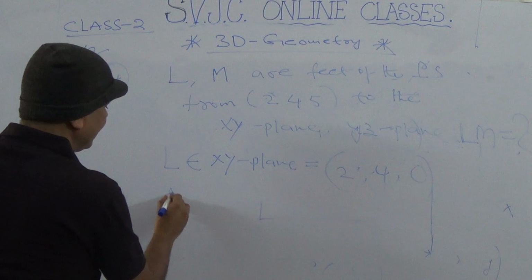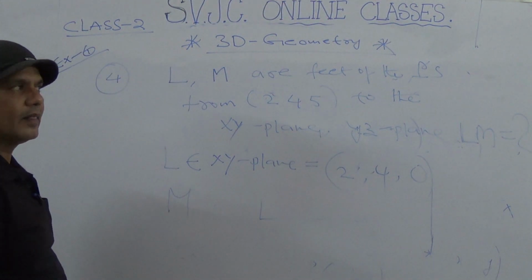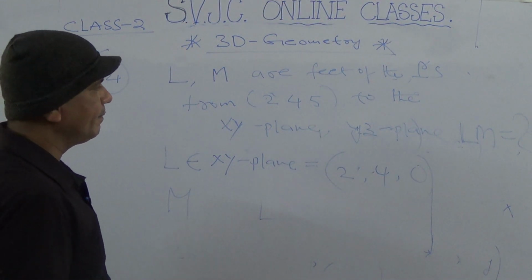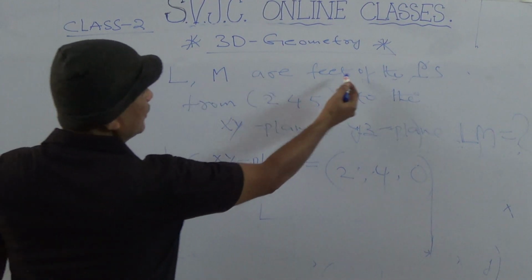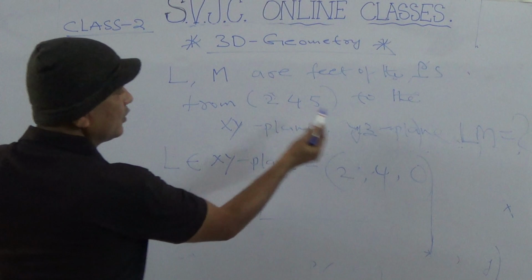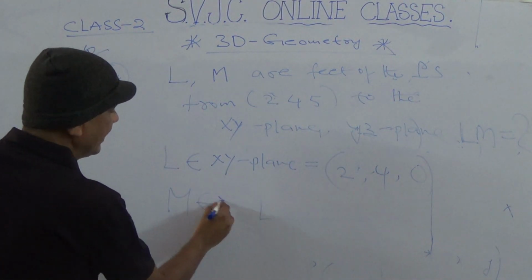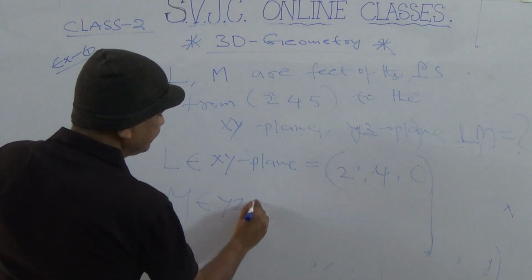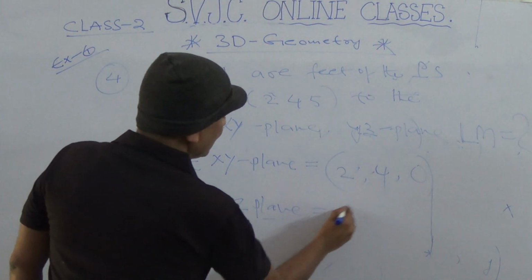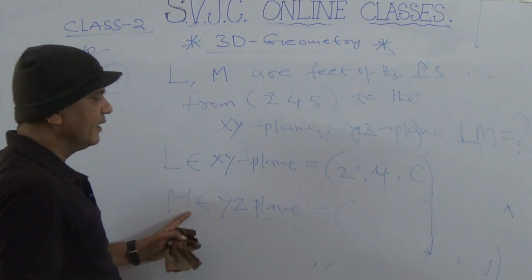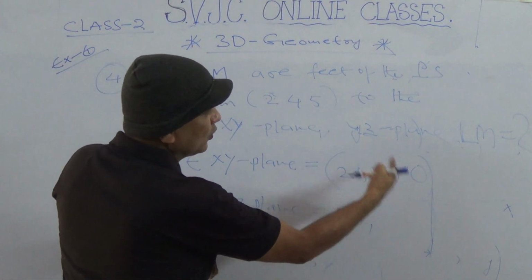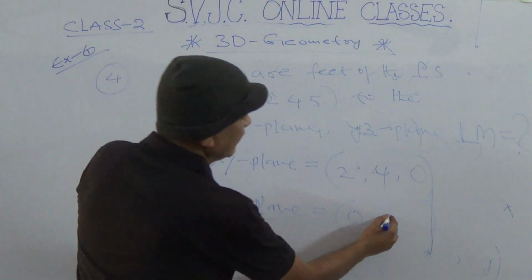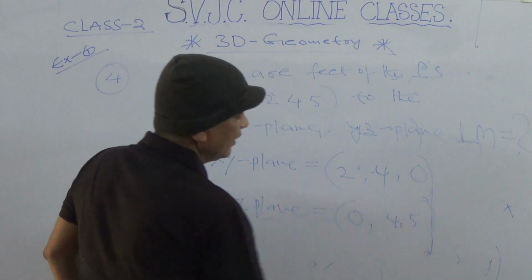Similarly, M. M is the foot of the perpendicular from this point to the yz plane. That means M belongs to the yz plane. Now what are the coordinates of M? Since M lies on the yz plane, its x coordinate is 0. The remaining two coordinates are the same: 4, 5.